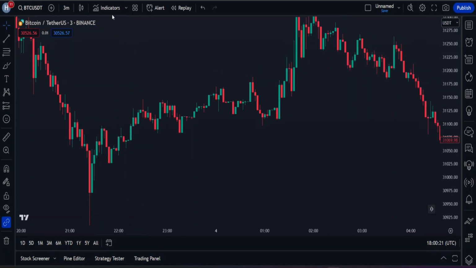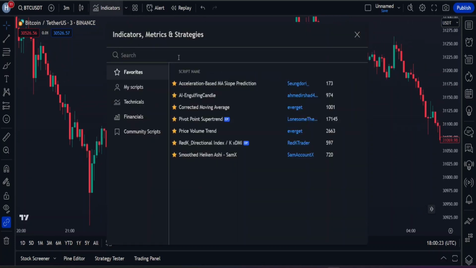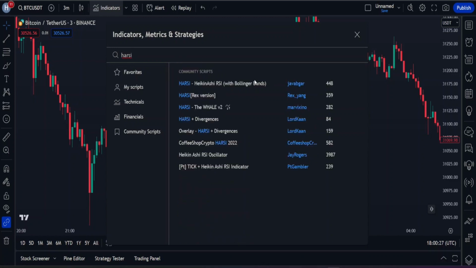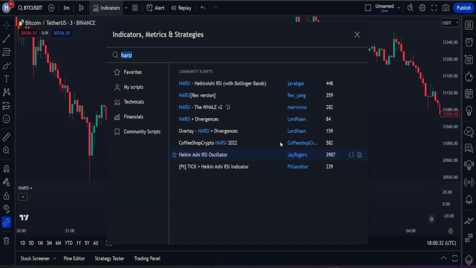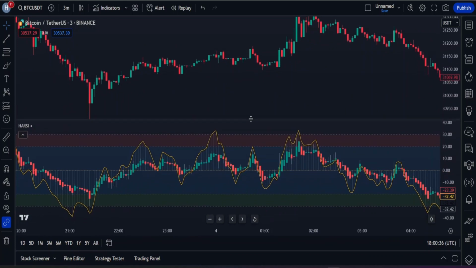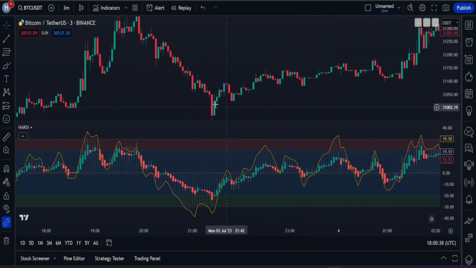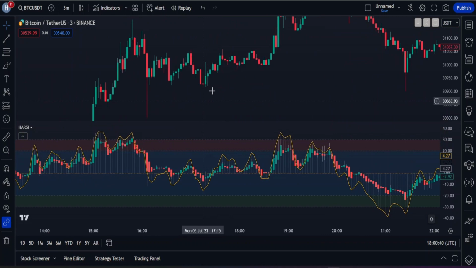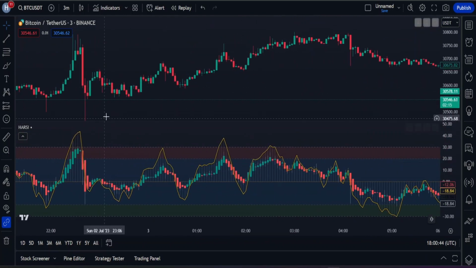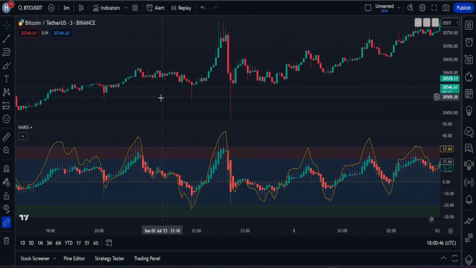First of all, let's add our first and main indicator to the chart. So let's head over to the Indicator Search tab and search for the RSI indicator. After that, select the indicator made by J. Rogers and add it to the chart. This Heiken Ashi indicator is one of the best indicators to use when scalping. This powerful indicator provides you with a clear view of the market, trend direction, trend reversals, and also gives entry and exit signals using overbought and oversold zones.